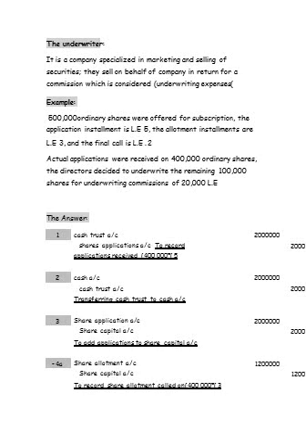This is their main source of income. The commission is a main source of income to the underwriting companies. So here, who is the underwriter? It is a company specialized in marketing and selling of securities. They sell on behalf of the company in return for a commission, which is considered underwriting expenses.